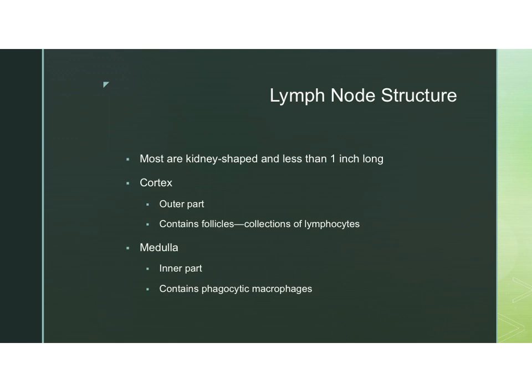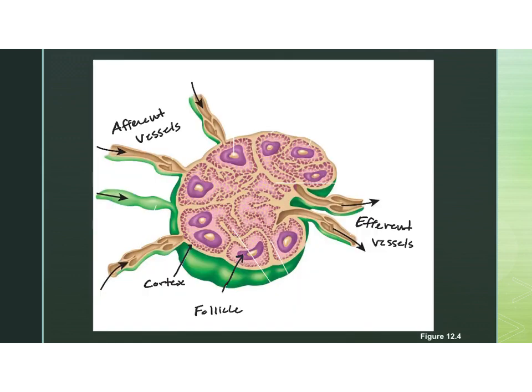They have two parts. There's the cortex, which is the outer part, so that contains follicles, which are collections of lymphocytes. And then in the medulla, that's the inner part of the lymph node, and they contain phagocytic macrophages. Phagocytic macrophages are able to surround foreign objects and digest them. So here you can see the general structure of a lymph node.